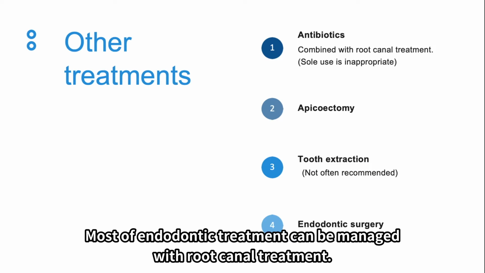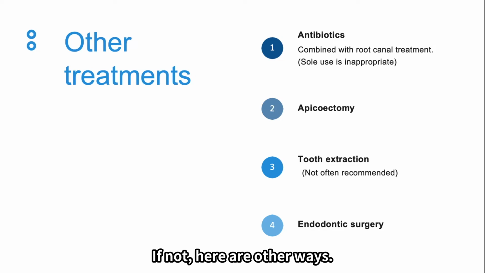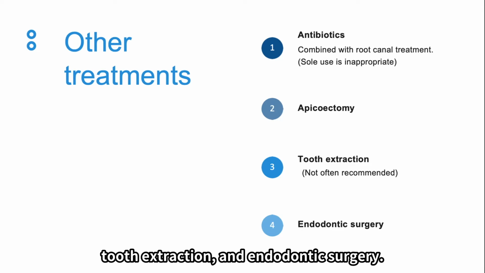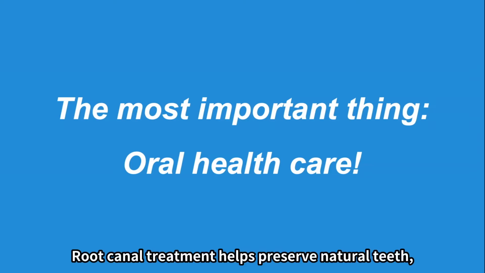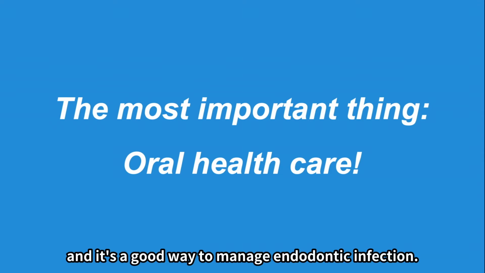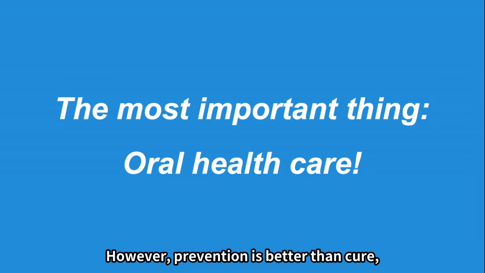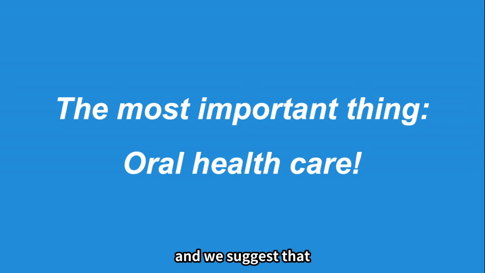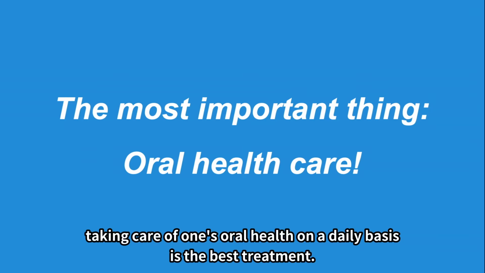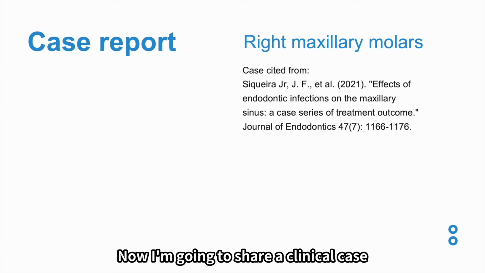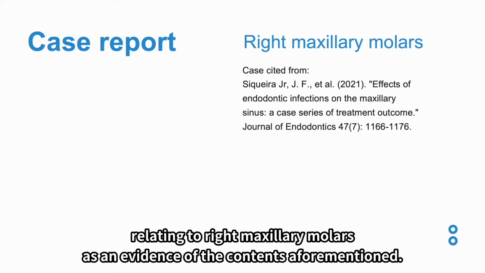Most endodontic treatment can be managed with root canal treatment. If not, here are other ways. For example, combined antibiotic use, apicoectomy, tooth extraction, and endodontic surgery. Root canal treatment helps preserve natural teeth and is a good way to manage endodontic infection. However, prevention is better than cure, and we suggest that taking care of one's oral health on a daily basis is the best treatment.